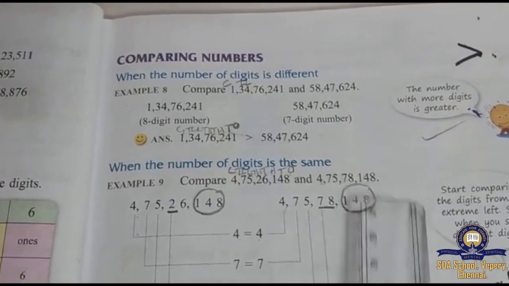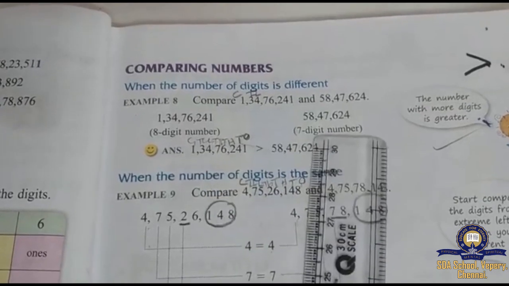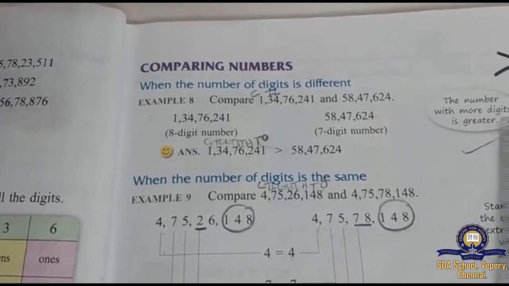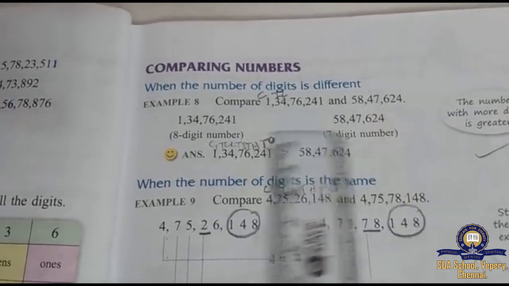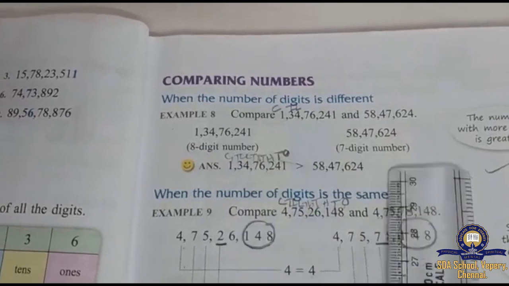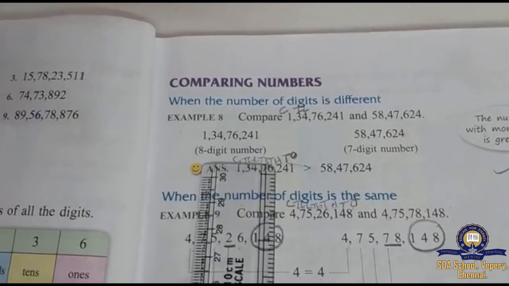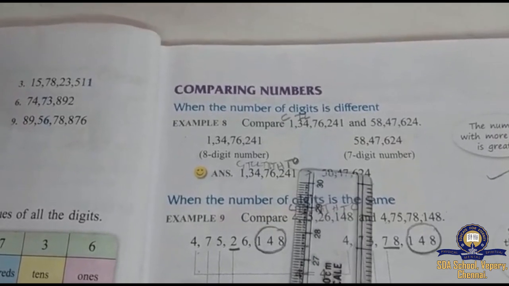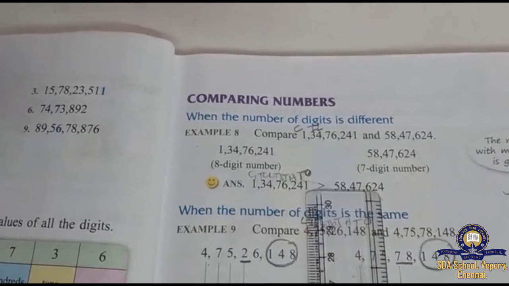Now listen very carefully. Here we have an 8 digit number and a 7 digit number, and see the hint given: the number with more digits is greater. Now tell me, which number has more digits? We have an 8 digit number and a 7 digit number. Then which is the greater number? Yes, the 8 digit number has more digits, so it will be greater. So the greater number side will be the open side. This is the greater than sign.